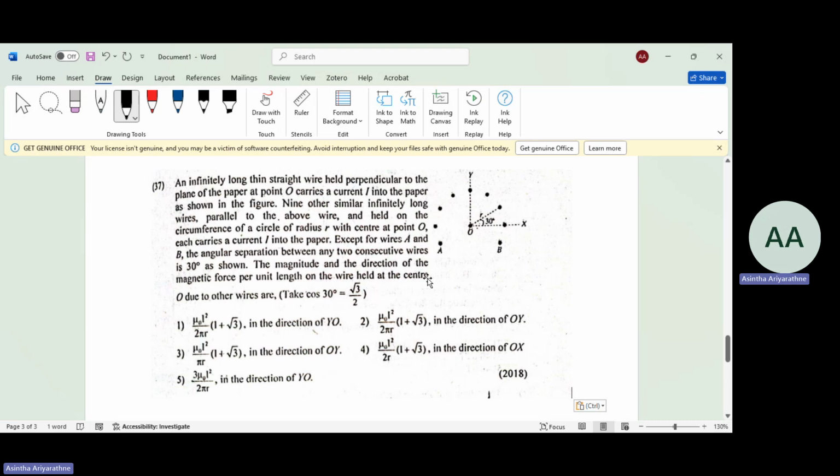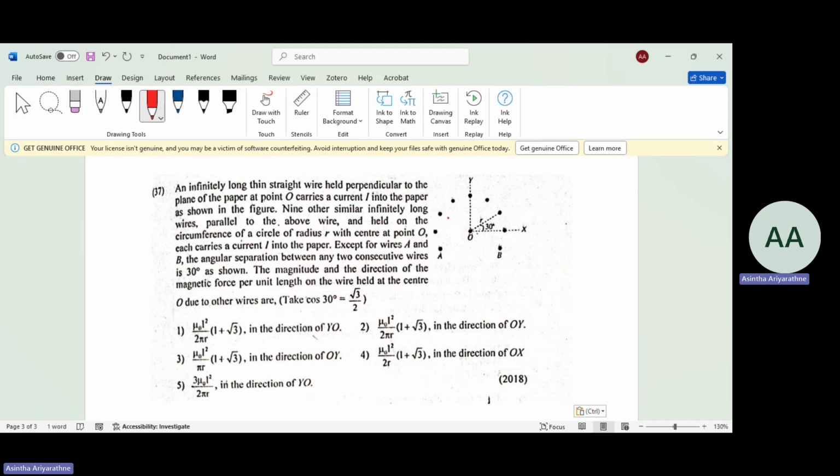Here, an infinitely long thin straight wire is held perpendicular to the plane of the paper at point O, with current I into the paper as shown in the figure. Nine other similar infinitely long wires, parallel to the above wire, are held on the circumference of a circle of radius R with center at O. Each carries a current I into the paper, except for wires A and B. The angular separation between two consecutive wires is 30 degrees, as shown in the figure. The magnitude and the direction of the magnetic force per unit length of the wire held at the center is.